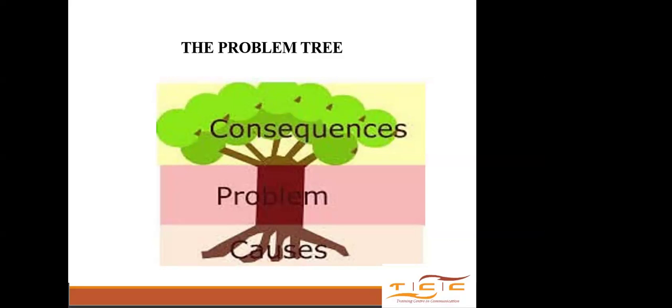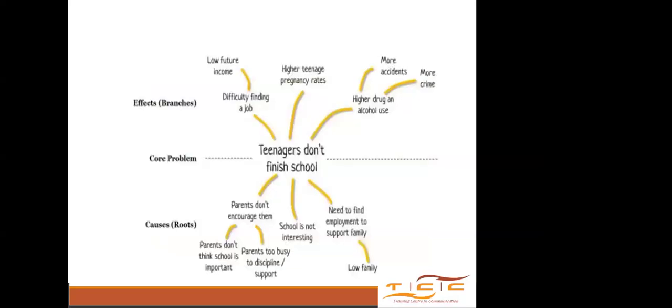So that is why the problem tree is a very important one. Because if you have it all in your head without putting it down on a piece of paper and trying to link it up, it might become a bit of a challenge. Now, this is an example of a problem tree. So the problem in the middle is that teenagers do not finish school. So that is the problem that is there.